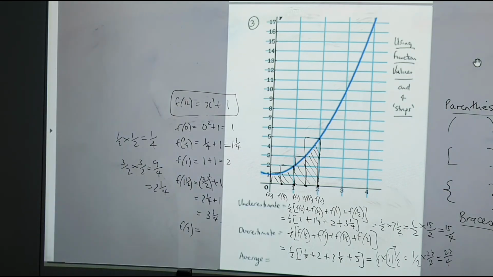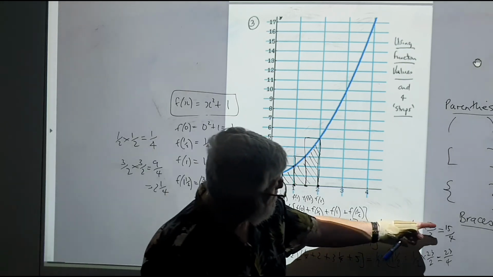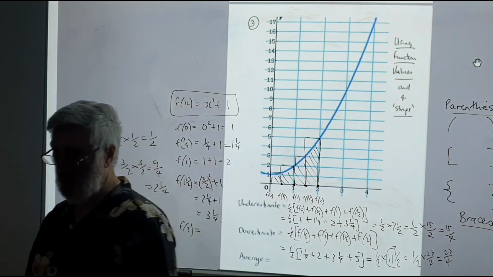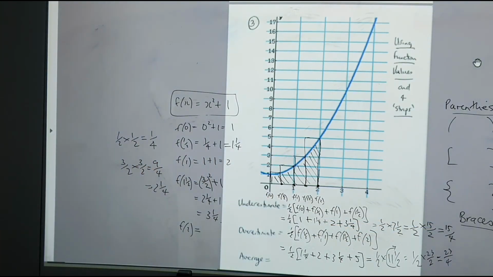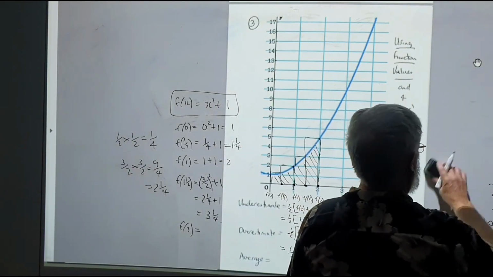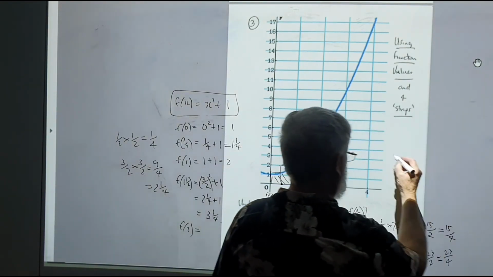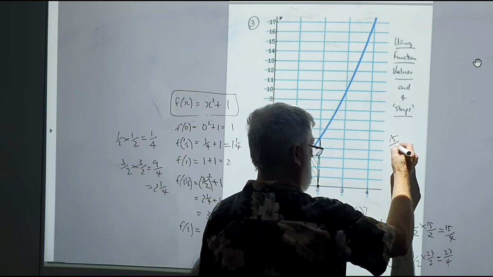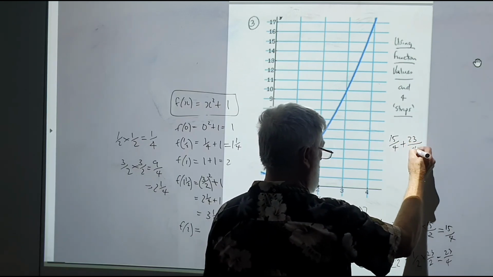Now I'm going to get the average of those two. All I look at is the average. What's halfway between 15 and 23? 19. You can add it up and divide by 2, 18.5. I got rid of this for a second. 19. Let's do it here. 15 on 4 plus 23 on 4 divided by 2.